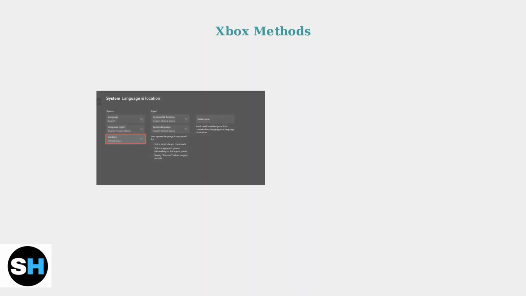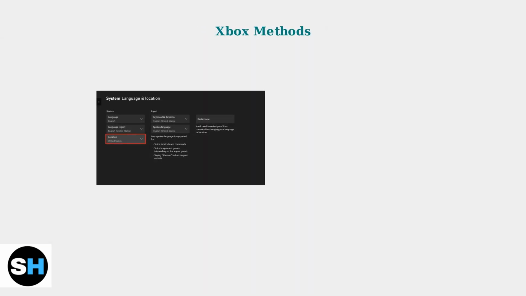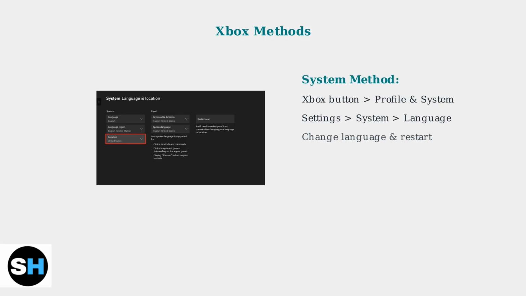Xbox users also have multiple options. The first method is through System Settings. Press the Xbox button, navigate to Profile and System, then Settings, System, and Language and Location. Change the display language and restart your console.